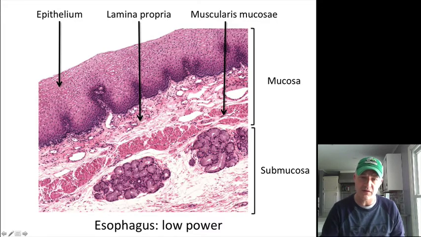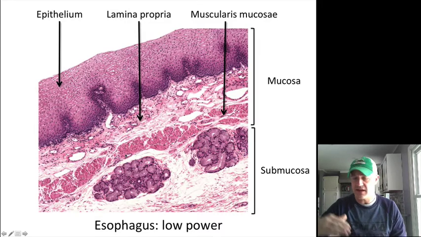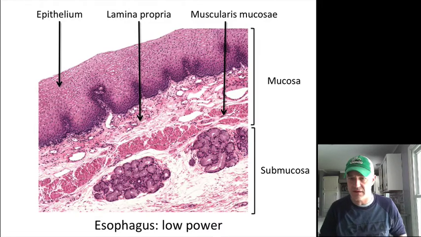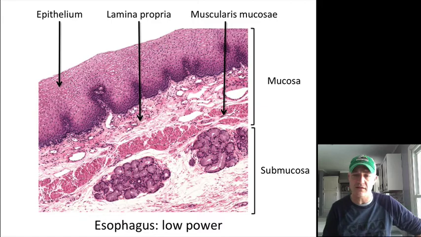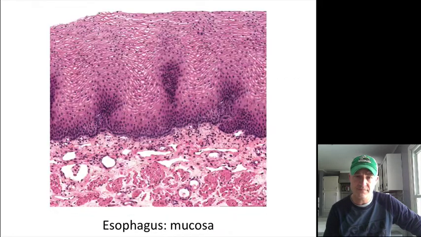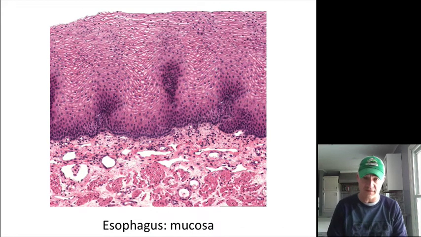Again, if we zoom in a little bit more, you can see the epithelium, that lamina propria underneath, the muscularis mucosa right here. That would be the end of the mucosa. Beneath that, you can see submucosa, and within that submucosa, just beneath the muscle, you can see two large mucus glands that are present there. So, and this should look familiar. We've looked at this a number of times, that stratified squamous epithelium.